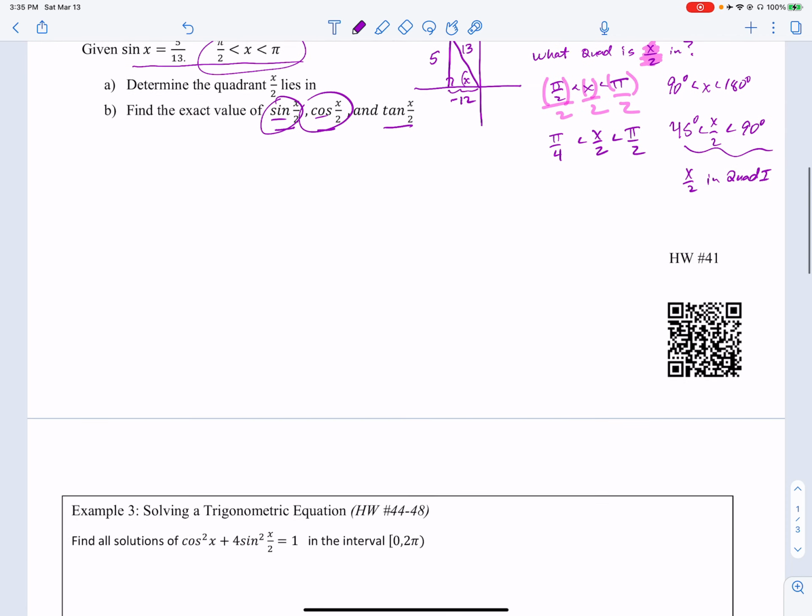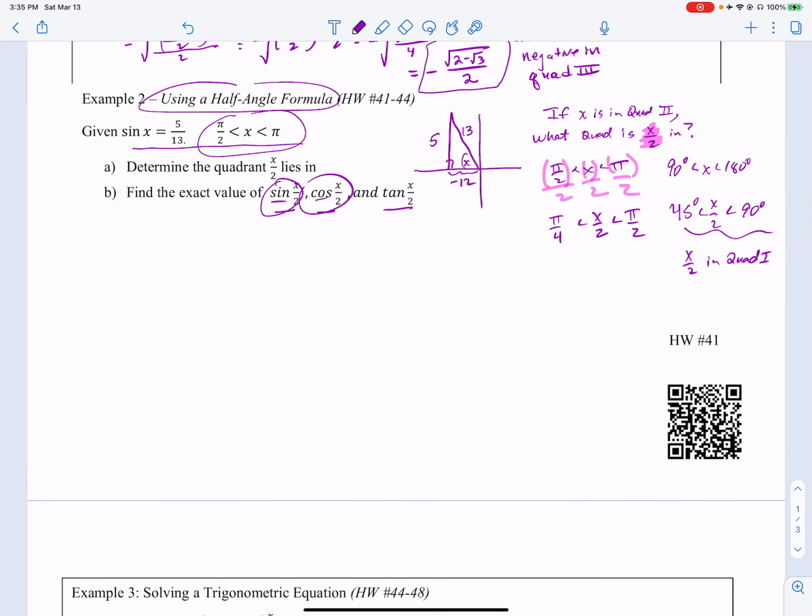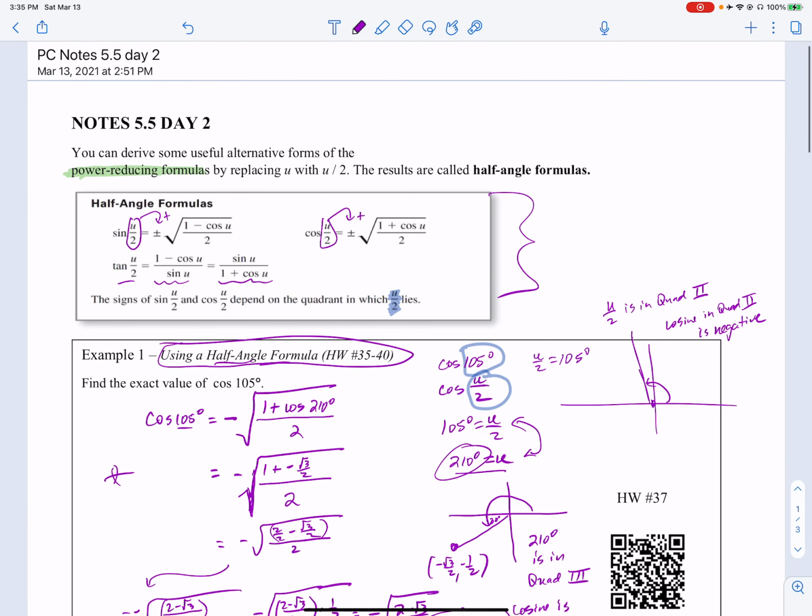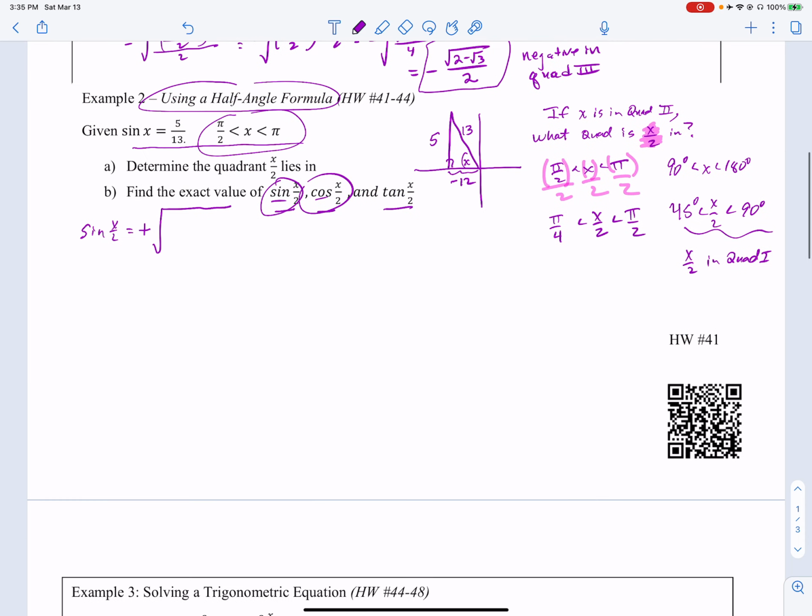So let's look at this. So now we have our triangle, and we want to find the exact value of sine of x over 2. And since x over 2 is in quadrant 1, the sine of a quadrant 1 angle is positive. We choose positive there. And then it is the sine formula, if we go up here, is 1 minus cosine of not half of u, but u. So it is 1 minus cosine of x all over 2.